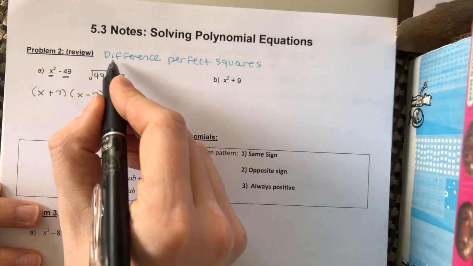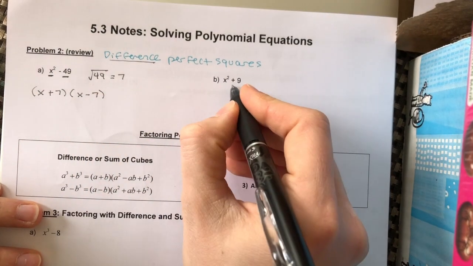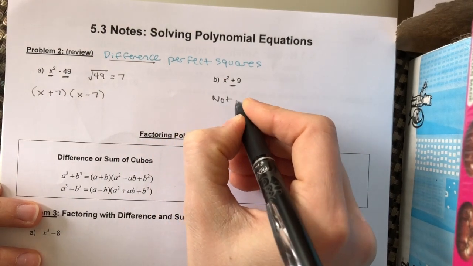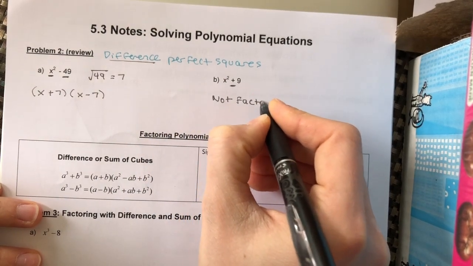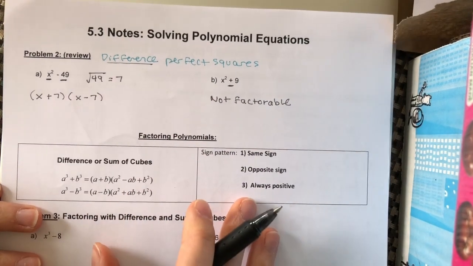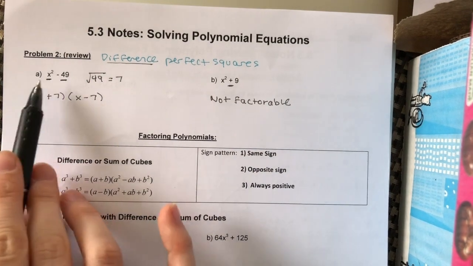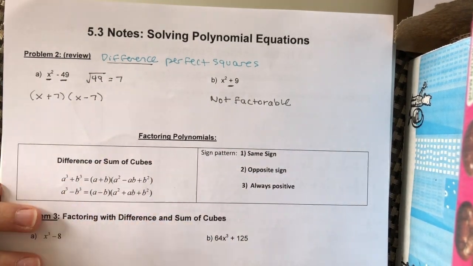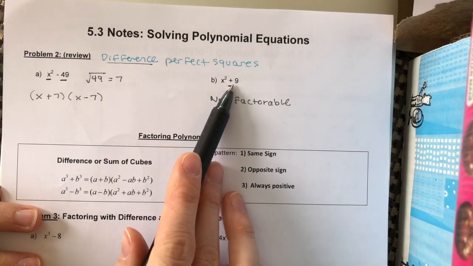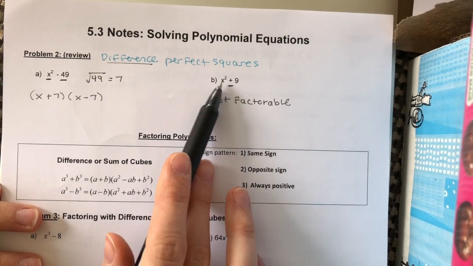Now, notice that this says the difference of perfect squares. It does not work if it's addition. This is actually not factorable. So this special formula for factoring only works if there's a negative in the middle and both of them are perfect squares. With a plus, it doesn't work because no matter what, in order to get that plus, we would get a middle term even if we tried to factor it. Okay, so this is not factorable.